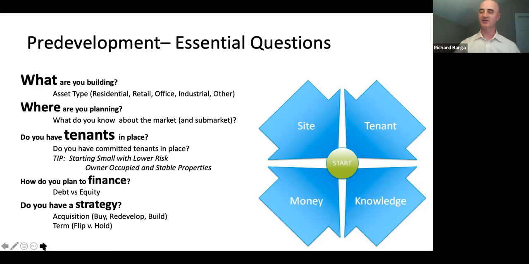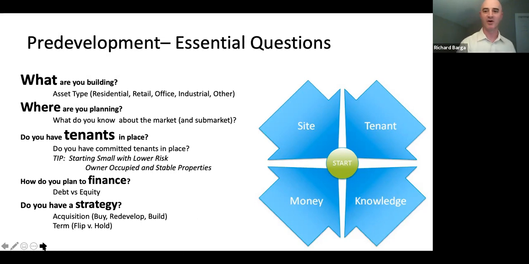But essentially, you really have to break it down to the very bare bones and say, okay, well, what are you building? Because there are a lot of different types of buildings that are out there. A retail store is a lot different than an industrial building.